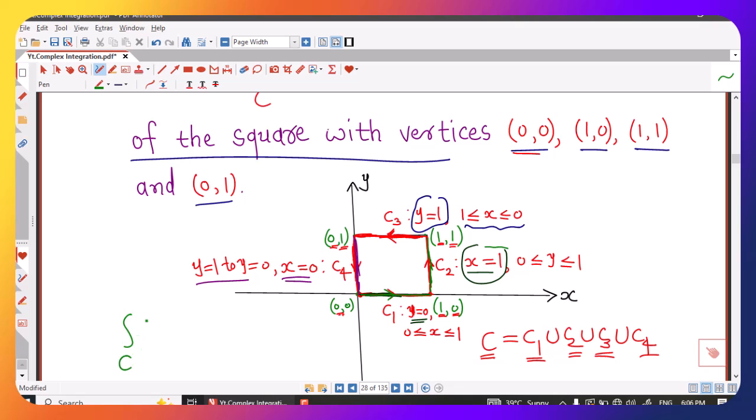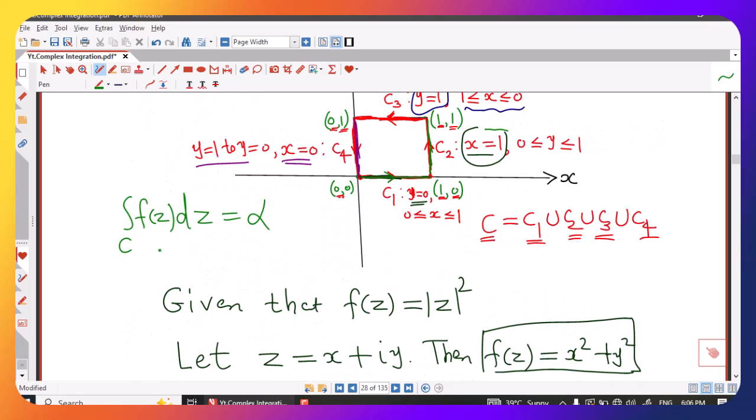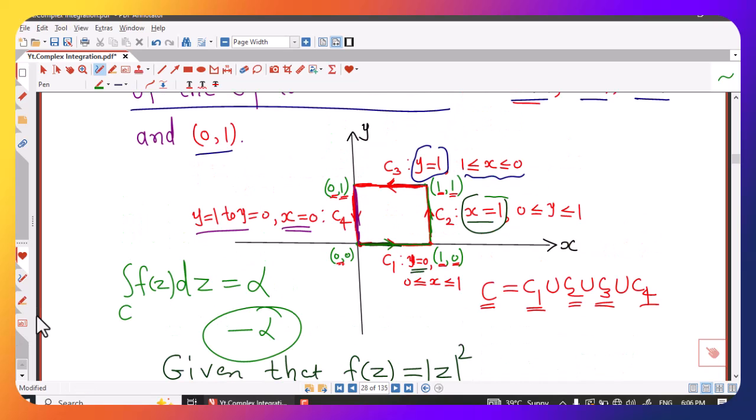Suppose the integral of f(z) along contour C in the anti-clockwise direction is alpha, then the integral of f(z) in the clockwise direction is minus alpha. We are always going in the anti-clockwise direction, so here also we have to be careful. You can see here I have taken limits of x from 1 to 0. That is a very important part, because we are going in this direction, we integrate from x equal to 1 to x equal to 0.